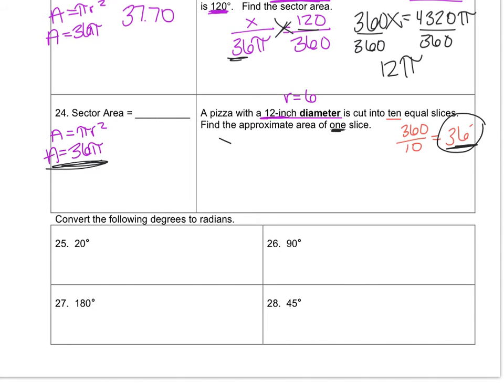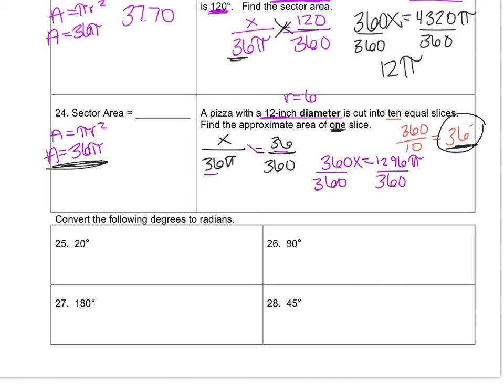So we don't know the area of one slice. We're looking for that, but I do know the area of my circle is 36 pi. The degrees that I'm working with is 36, divided by 360 degrees total of a circle. Cross multiply. So 360 times x is 360x equals 36 times 36, which is 1296. Don't forget pi. Divide both sides by 360.